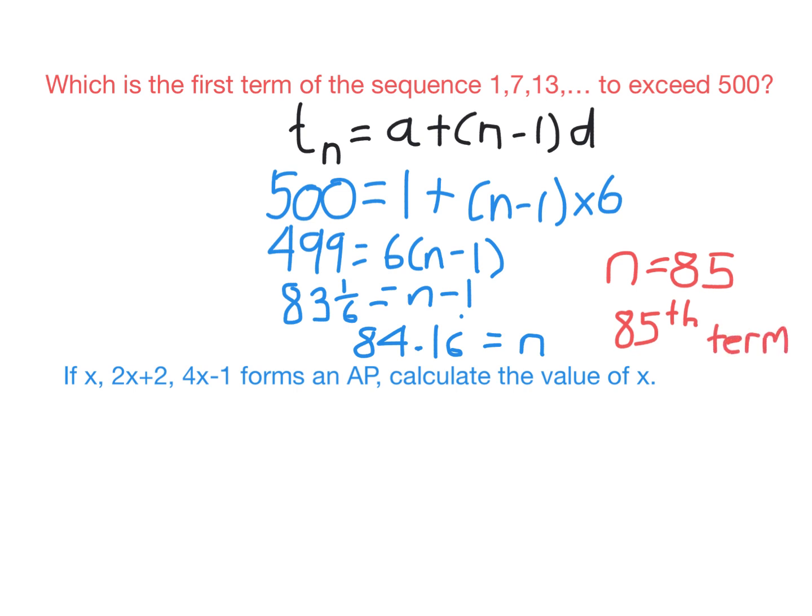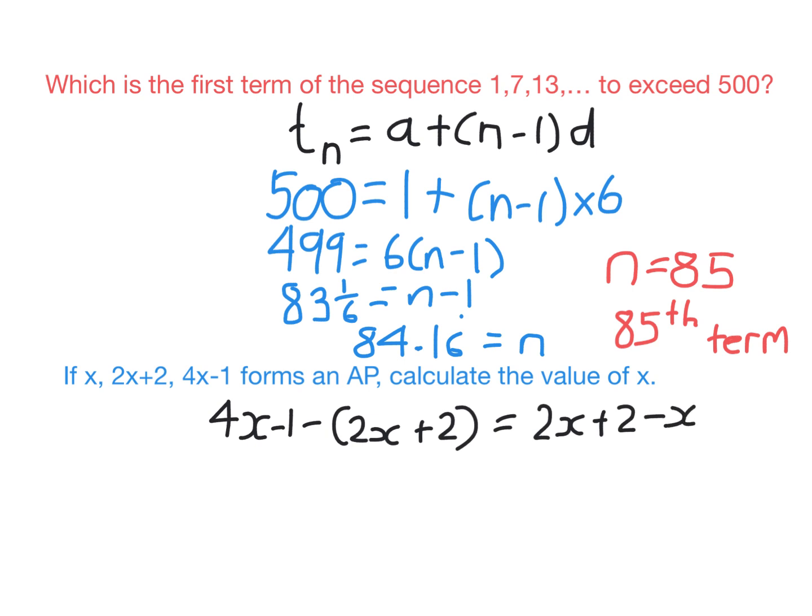All right, let's try this one here. We're told x, 2x plus 2 and 4x minus 1 are 3 terms that form an AP. Remember, that's an arithmetic progression or arithmetic sequence. Let's calculate the value of x. So the definition of an arithmetic progression is that if you take any term, so I'll take the third term, and you subtract the previous term, you always get the same answer. You always get the common difference. So third term minus second term must be the same as second term minus first term.